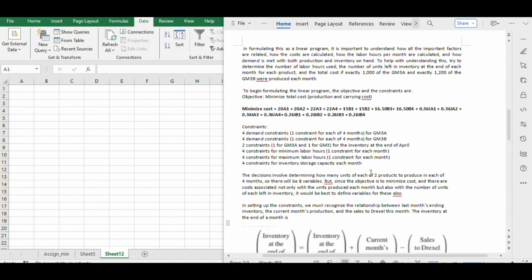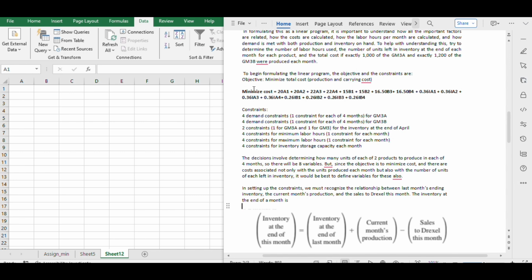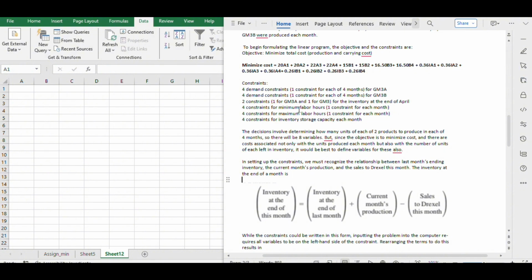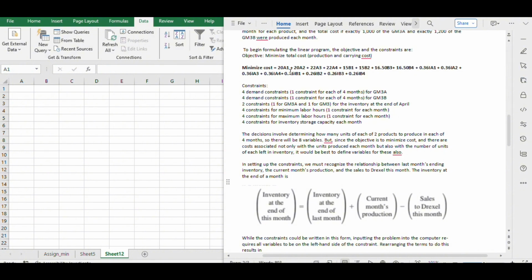First, we begin to identify the objective. As we all know, we will minimize the total cost, including the production and the carrying cost. So for the objective minimization, let A1 to A4 be the production of the GM3A, B1 to B4 the production of the GM3B, then IA1 to IA4 the inventory of GM3A, and IB1 to IB4 the inventory of GM3B.